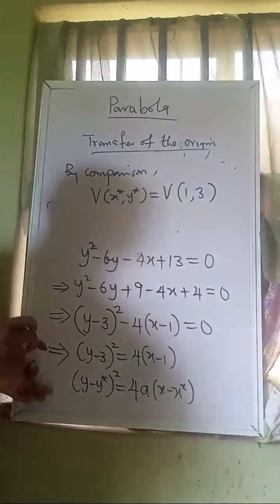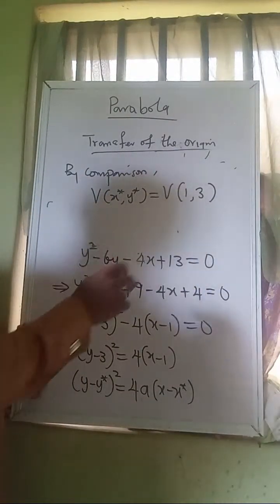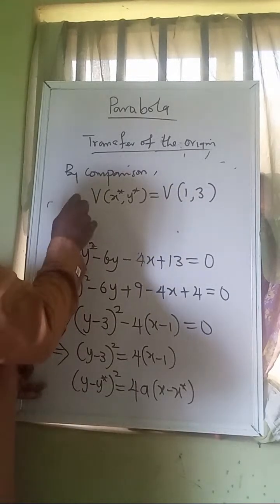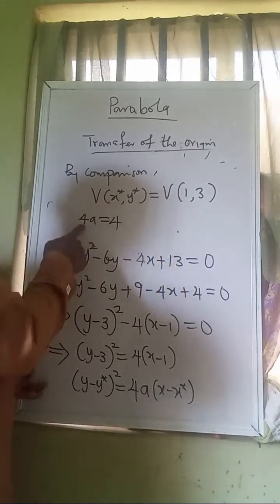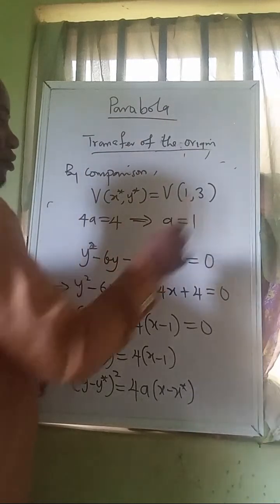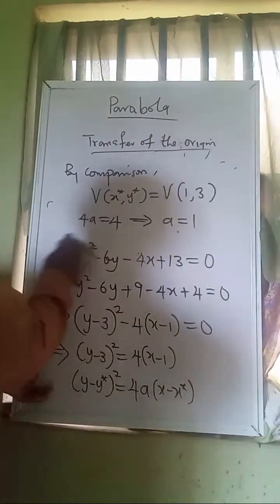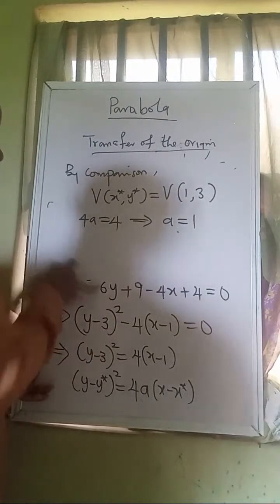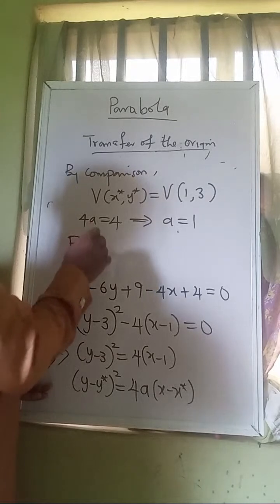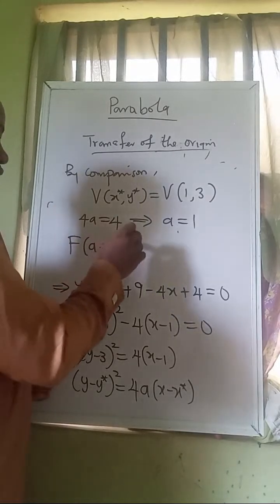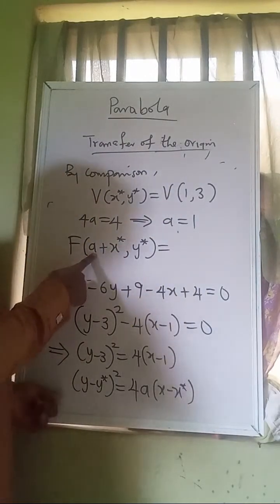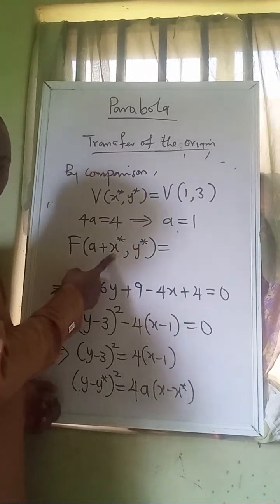Similarly, the focus. Before we get the focus, we can see when we compare this that 4a equals 4, and this implies a is 1. So if a is 1, the focus will be this, comma y star, and this will be equal to, we have known the a here to be 1, we have also known this to be 1.